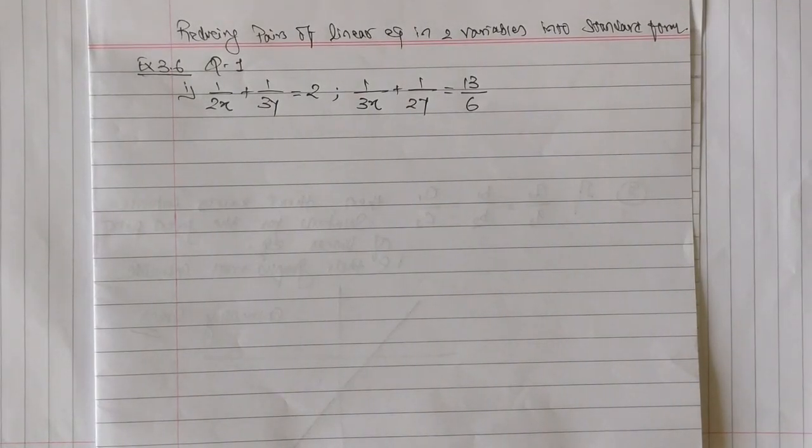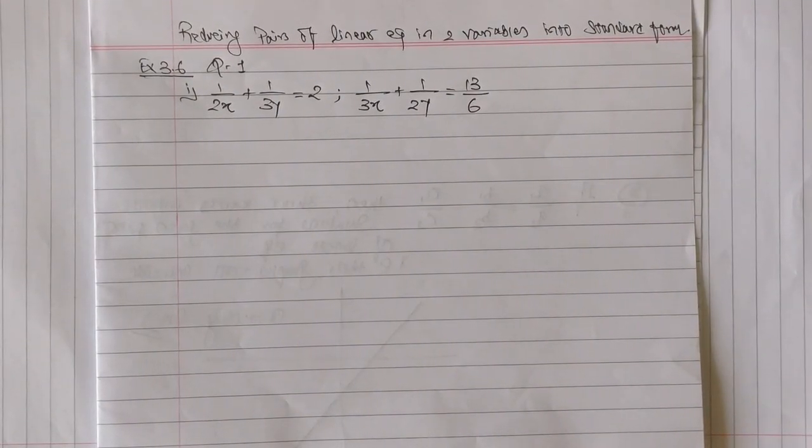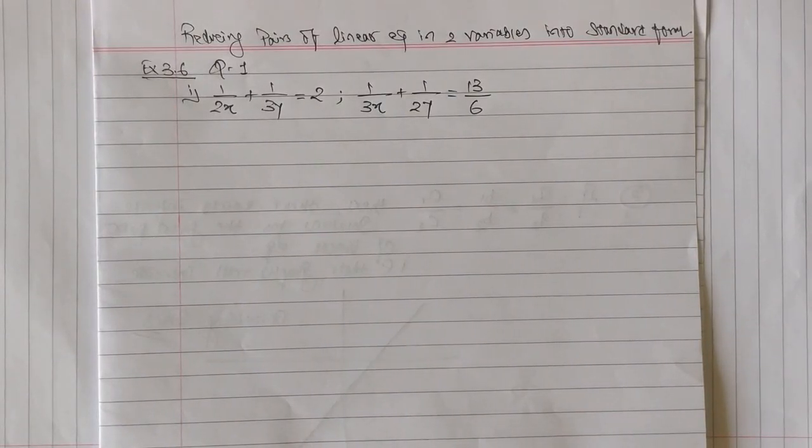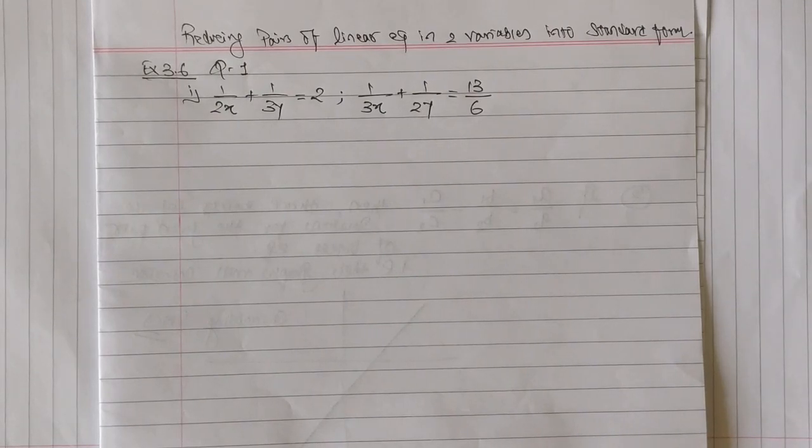Reducing a pair of linear equations in two variables into standard form. So the first question is 1 by 2x plus 1 by 3y is equal to 2, and the second equation is 1 by 3x plus 1 by 2y is equal to 13 by 6.